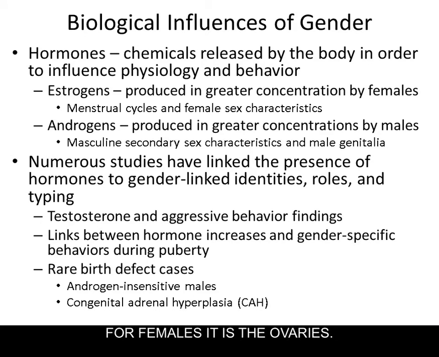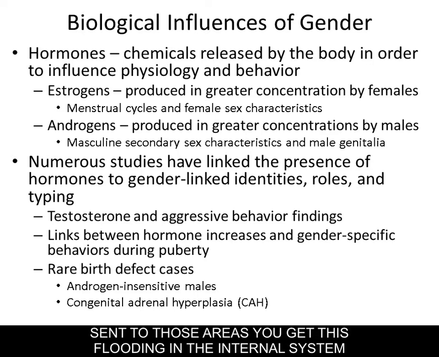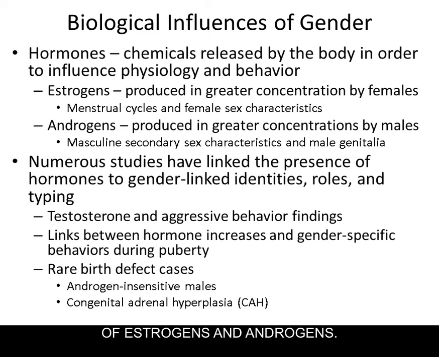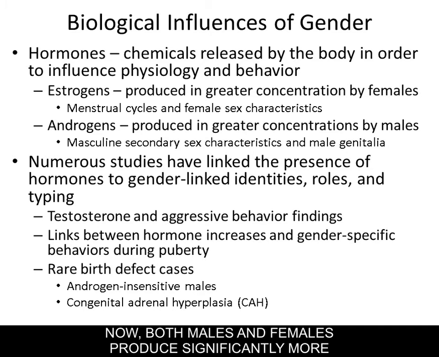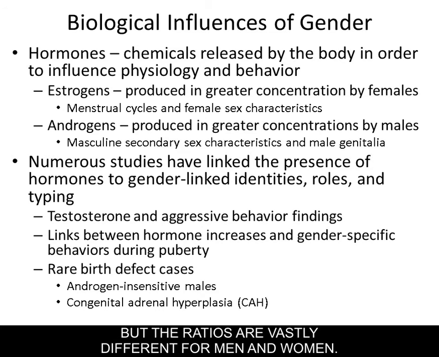For females, it's the ovaries. And once those messages, those tropic hormones, are sent to those areas, you get this flooding in the internal system of estrogens and androgens. Now, both males and females produce significantly more estrogens and androgens when they undergo puberty, but the ratios are vastly different between men and women.